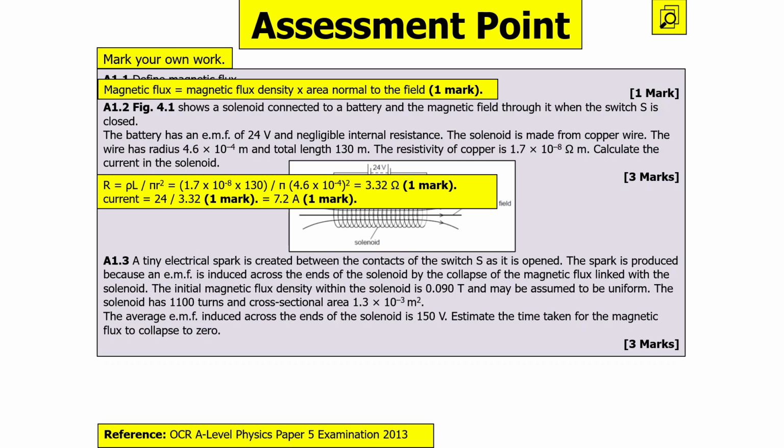The current is therefore going to be equal to V over R. So it's going to be 24 over R, which is 3.32, which is 7.2 amps.